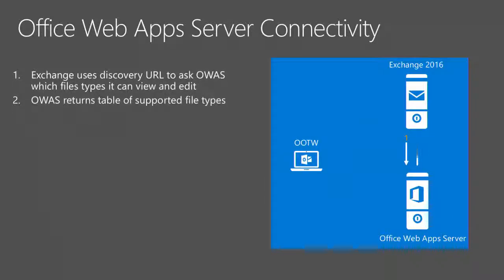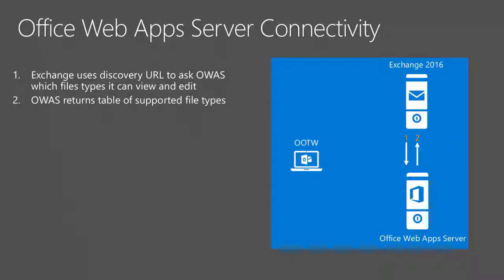Exchange will get back a table. And the table will be the list of files that the server supports viewing and editing, so that Exchange can compare it with the file type that the user is asking for. Now, keep in mind, both of these servers are communicating. They're not on the same server because the bits can't coexist on the same server, but they do need to be in the same site, and preferably on a LAN, because they're going to be communicating a lot of information back and forth, including all the attachments.